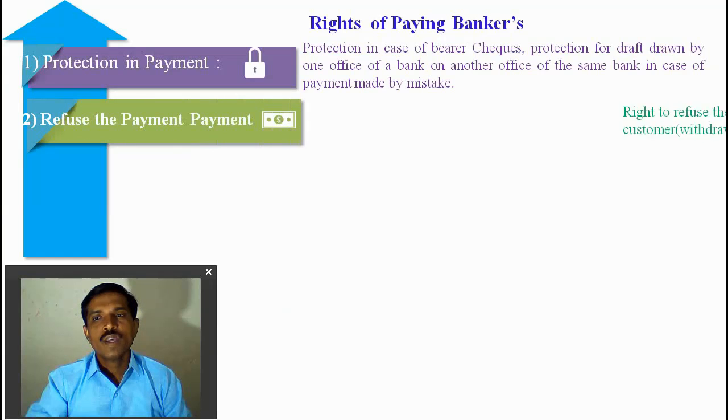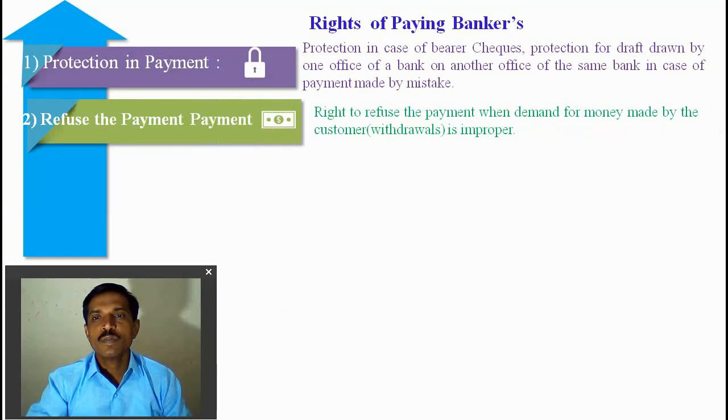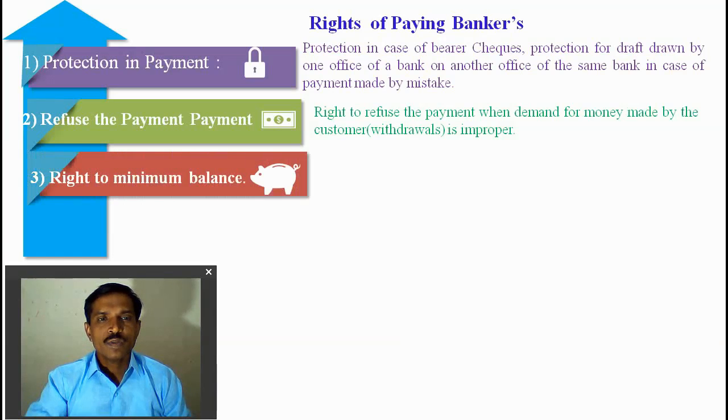The next right is to refuse payment to their customer. The bank has the right to refuse payment when the demand for money made by the customer is improper. Whenever the customer's demand is improper, for example when there is an alteration in the check or insufficient balance in the account, the paying banker has the right to refuse payment. Likewise, in the case of a wrongful demand by the customer or any wrongful material alteration in the check, the bank can refuse payment.